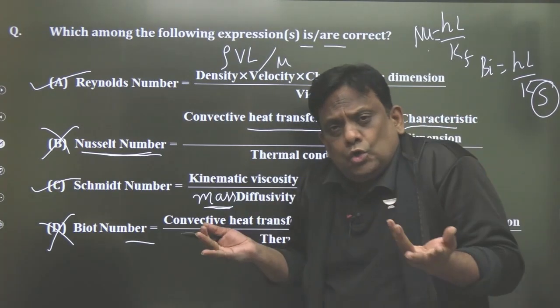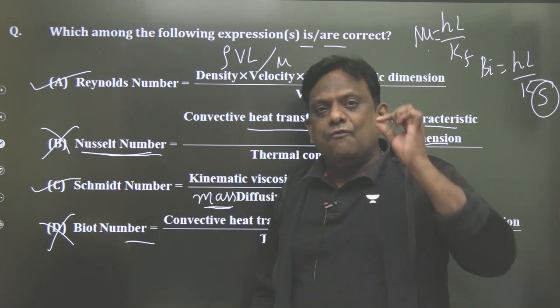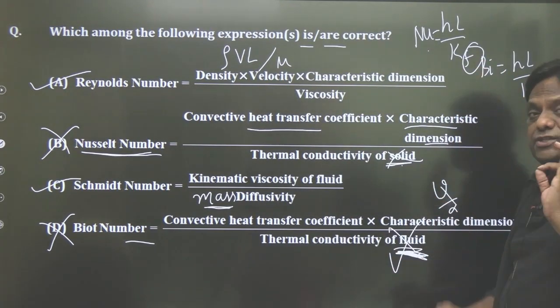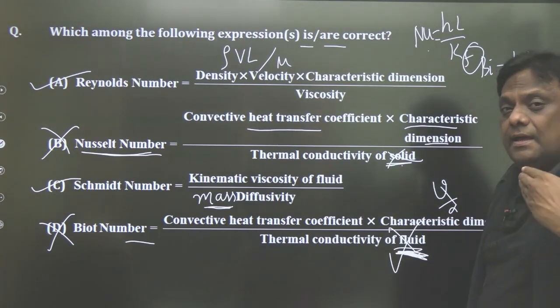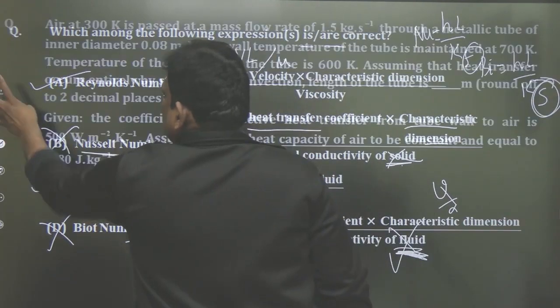Who knows, tomorrow in the examination, you may get a question on Biot number and Nusselt number. For Biot number, it should be solid, and for Nusselt number, it should be fluid. I had explained very clearly by giving the physical meaning of these two terms in my regular classes. Okay, now let's proceed to the next question.